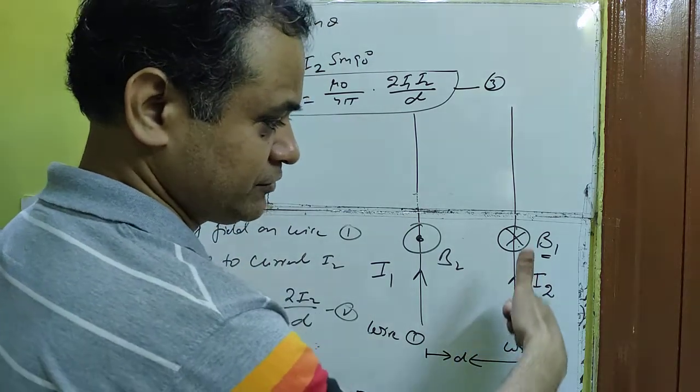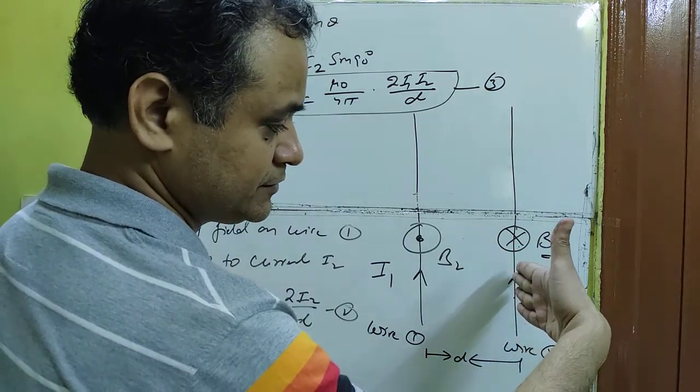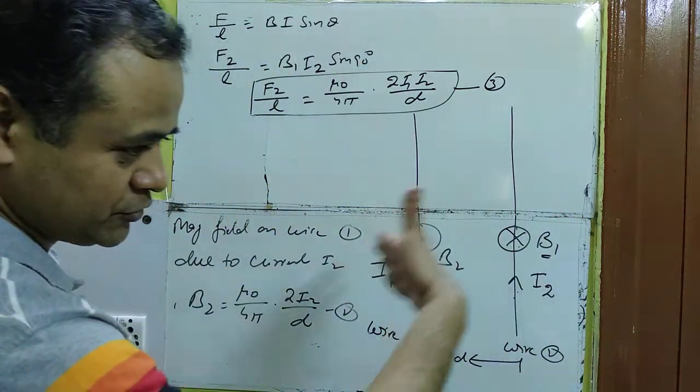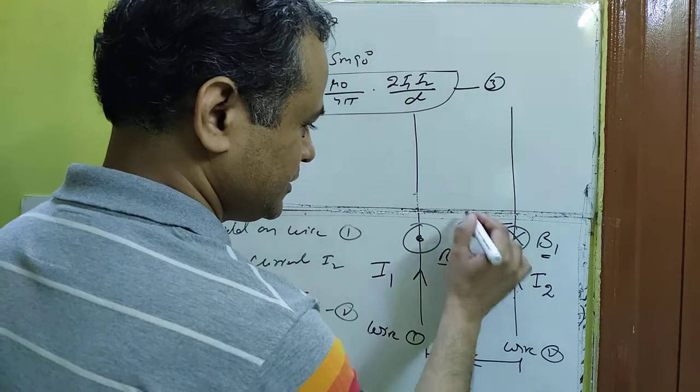And what is the direction of this force? Put your thumb in the direction of current. Magnetic field is inward. Thumb in the direction of current, magnetic field is inward. So what is the direction of force? Force towards left. So this one is F2.